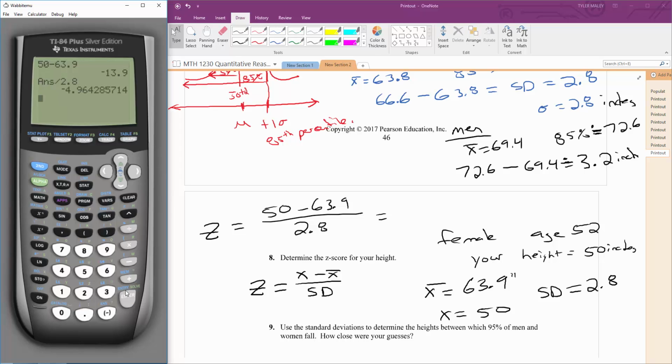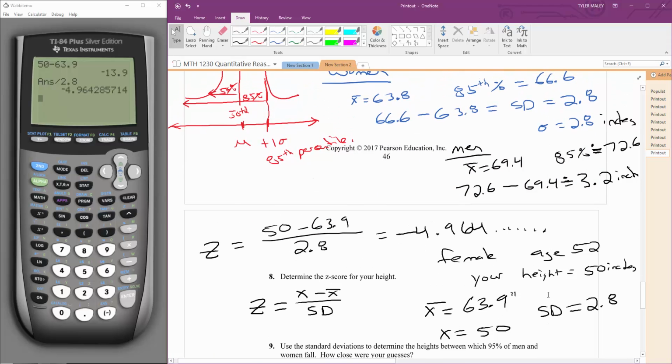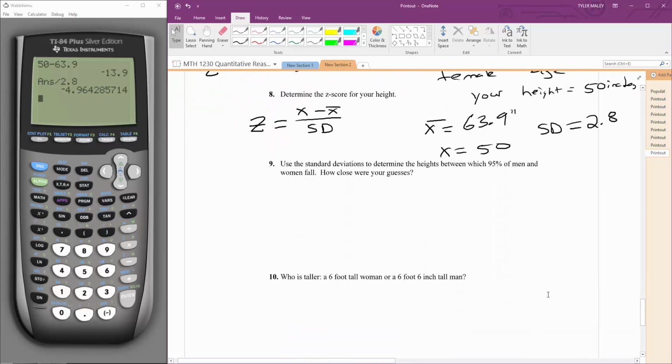So we get this: negative 4.964, and so forth. Right? Alright, so you'll just want to follow this example for your specific height. So again, you're looking at the table, finding what your particular mean would be for your age, and depending on if you're male or female. And then x is just whatever your height is in inches. And then the standard deviation is what we estimated from number 7, right? So you'll use 2.8 for female and 3.2 for male, right?